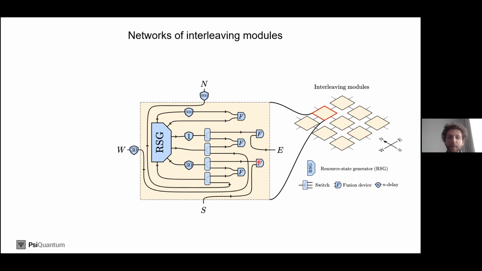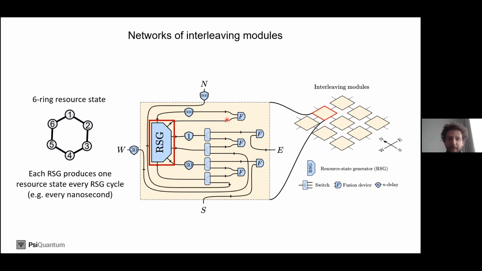Let's take a look at the components that you find in each of these modules. Each interleaving module consists of one resource state generator, which we abbreviate as RSG, a few delay lines, a few switches, and a few fusion devices, these boxes labeled F. And all these components are connected by waveguides. Let's go through all of these components.